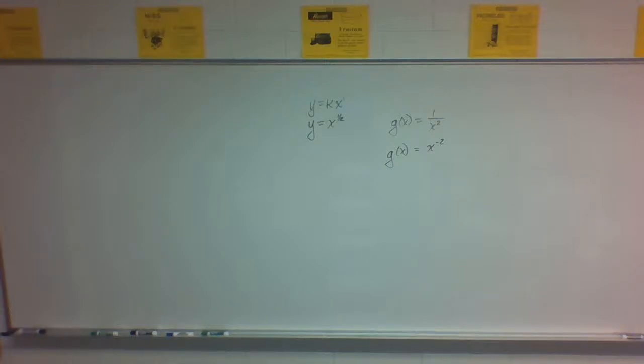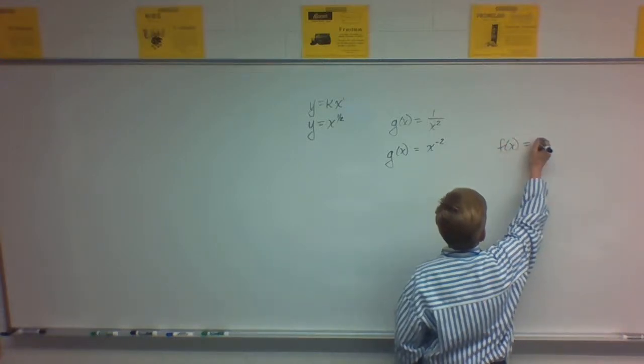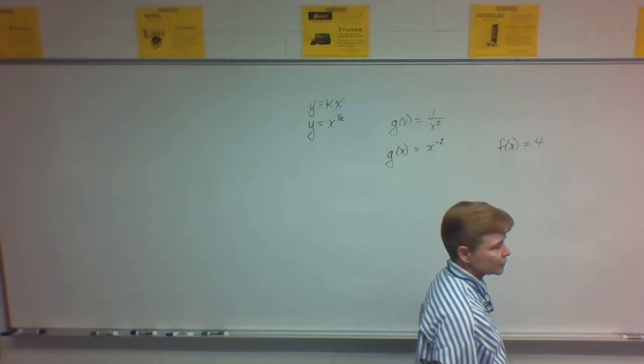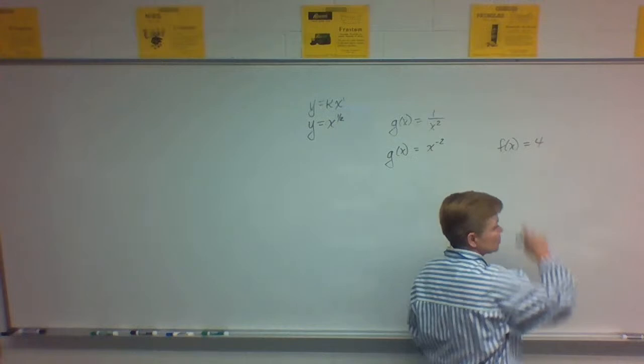A monomial function. Monomial means one term. Mono means one. One term is what it means. A constant function is a monomial function. They're really boring too. This is an example of a constant function: f of x equals 4. That is a horizontal line at 4. That's all it does. But it is a monomial because it's made up of one term.